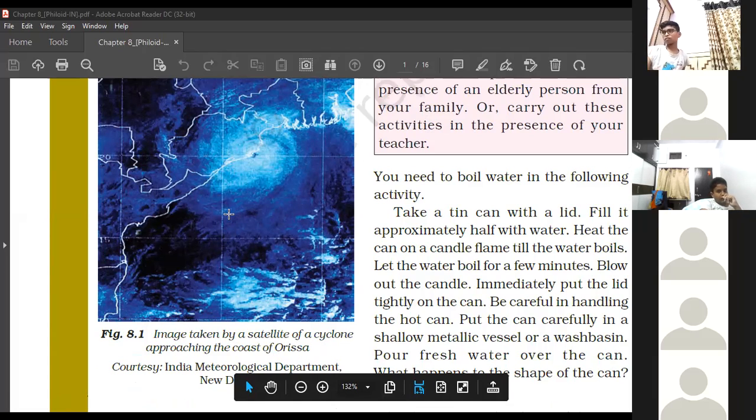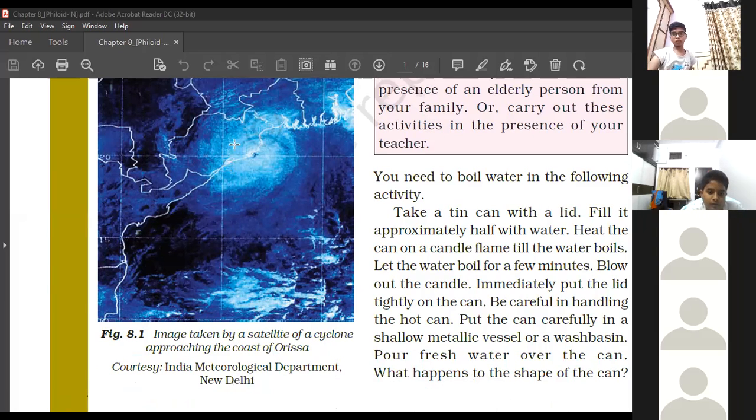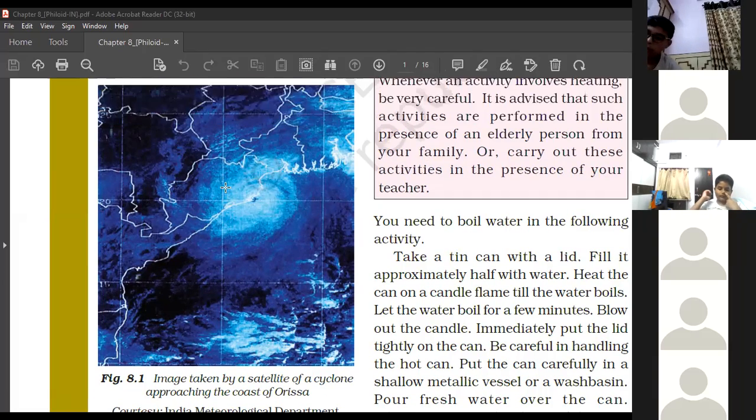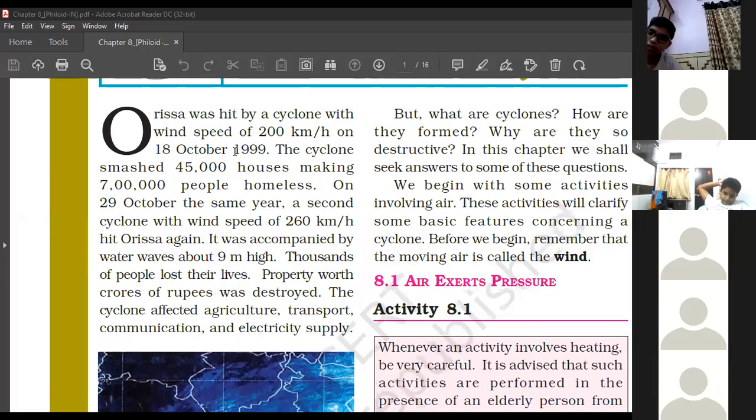So can you figure out where Orissa is in this? Now it is changed to Odisha, right? So where is Odisha? This is the part of Odisha, right? Can you see the mouse cursor here? Yes, sir. So this is one of the devastating cyclones that came during 1998, sorry, 1999.